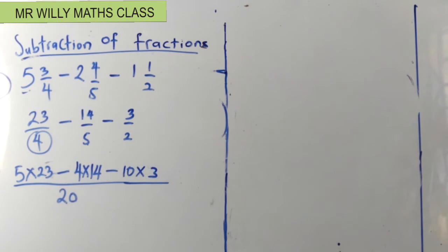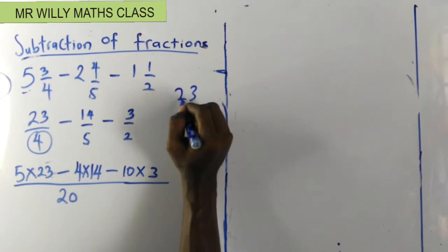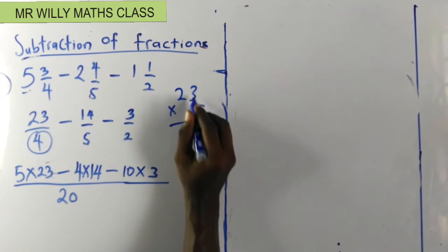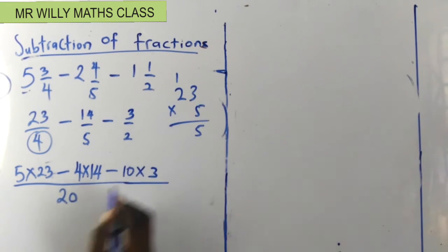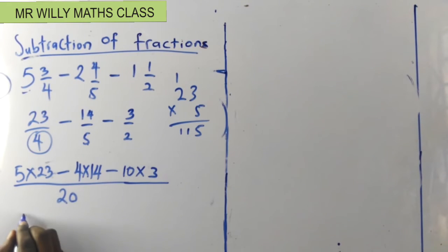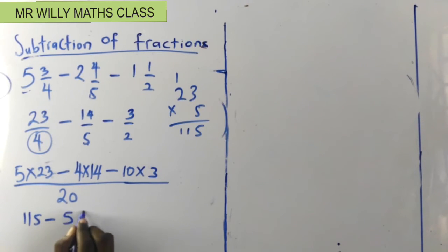So you move further by having 5 times 23. If you don't know 5 times 23, you can do the rough calculation like this. Now 5 times 3 is what? 15. Keep 1. 5 times 2, 10 plus 1, that will be 11. So 115. 5 times 23 is 115 minus 4 times 14, or 14 times 4, that's 56, minus 10 times 3, that's 30 over 20.